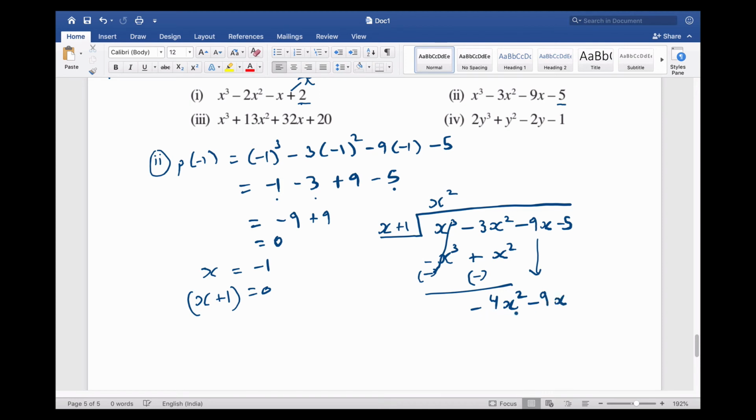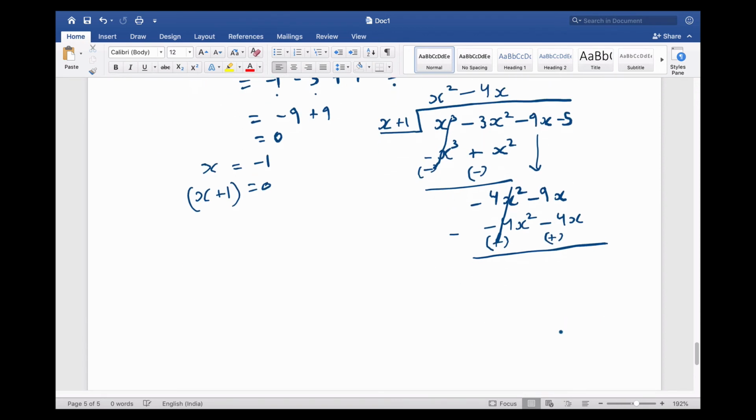So I want minus 4x square. So I will simply multiply it with minus 4x. So I will get minus 4x square. Minus 4 into plus 1 will give me minus 4x. The signs will get reversed. So this and this will get cancelled. This will become minus 9 plus 4, which gives me minus 5x. Minus 5 will be brought down.